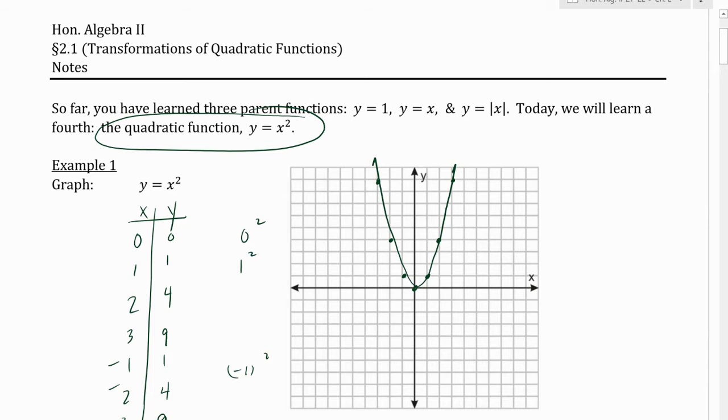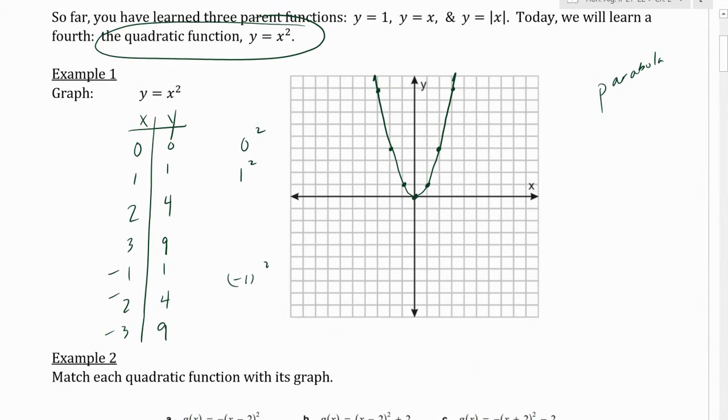That is the parent function for the quadratic functions. When you graph it, it's called a parabola. And it probably would help if it actually went through the points. Okay. So a lot of people say it's sort of U-shaped. Just be careful with that. It doesn't just go straight up, because then it wouldn't be a function. It wouldn't pass the vertical line test.